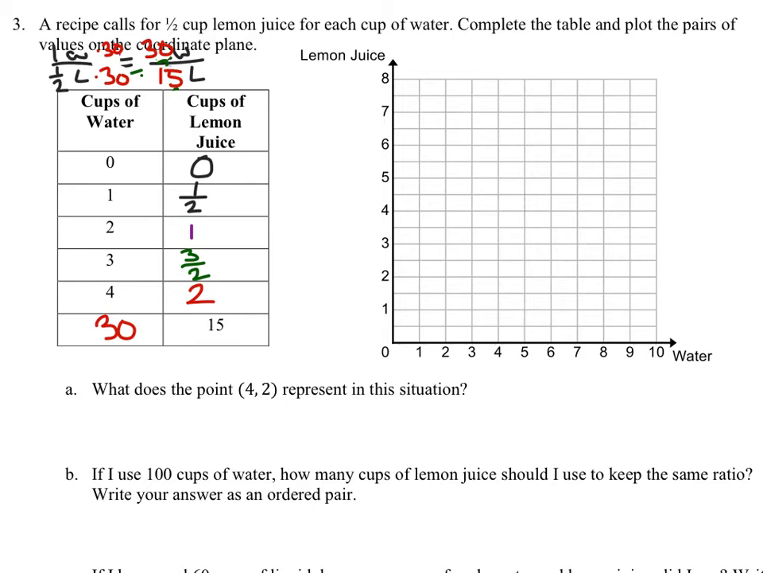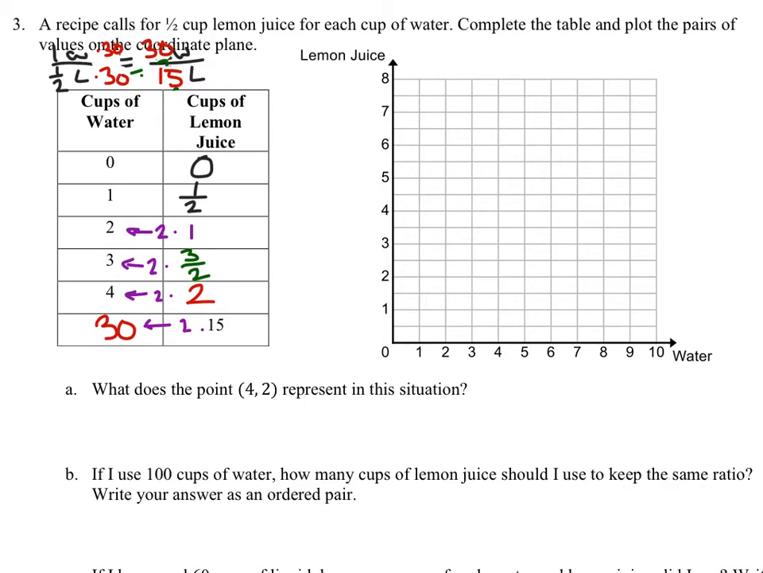Now some of you guys saw that the water is just double whatever the lemon juice is. So 1 times 2 is 2. 3 halves times 2 is 3. 2 times 2 is 4. Something like that, okay? So you may have seen that, well, 15 times 2 would have given us the 30 as well. That's okay.